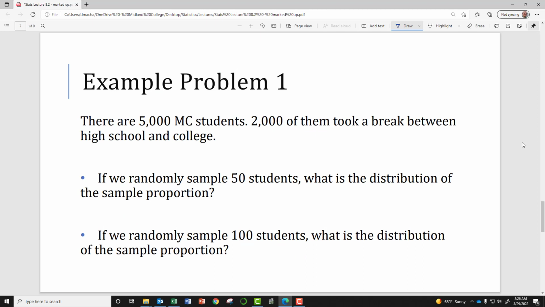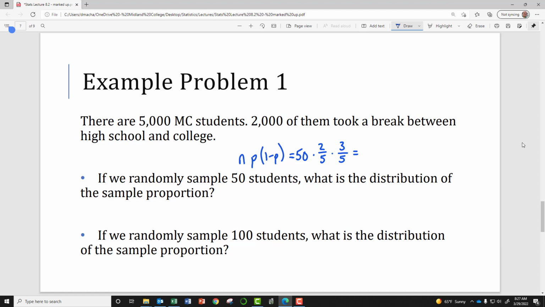So if we randomly sample 50 students in the example given, what would be the distribution of the sample proportion? Well, to figure out if it's truly normally distributed or not, we have to do n times p times 1 minus p, which is the variance of the binomial distribution. And for us, n is going to be 50 in this case. P is going to be 2/5 because that's the population proportion. And then 1 minus p would be 3/5 because 1 minus 2/5 is 5/5 minus 2/5, so that's 3/5.